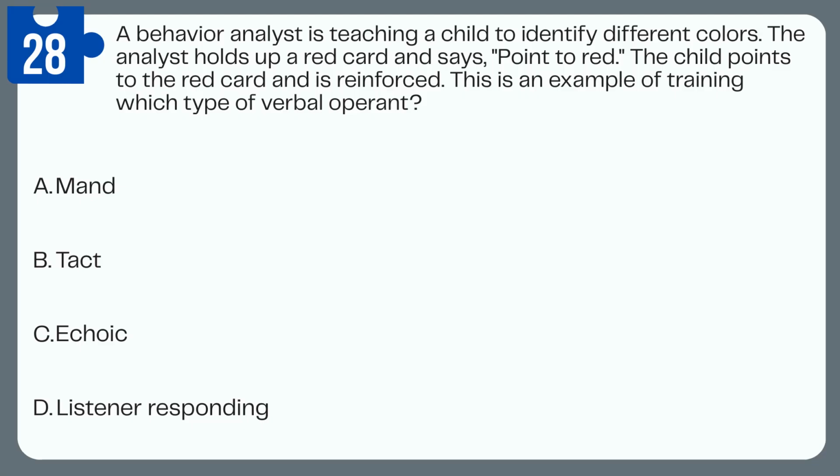Question 28. A behavior analyst is teaching a child to identify different colors. The analyst holds up a red card and says, "Point to red." The child points to the red card and is reinforced. This is an example of training which type of verbal operant? A. Mand. B. Tact. C. Echoic. D. Listener responding.